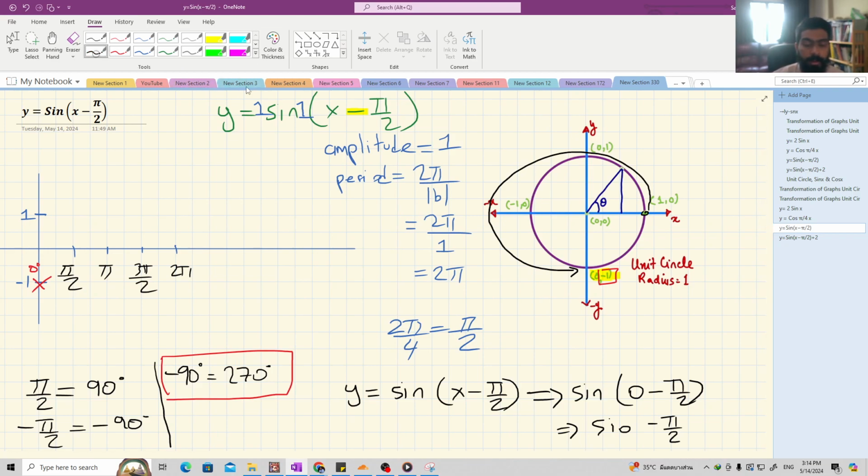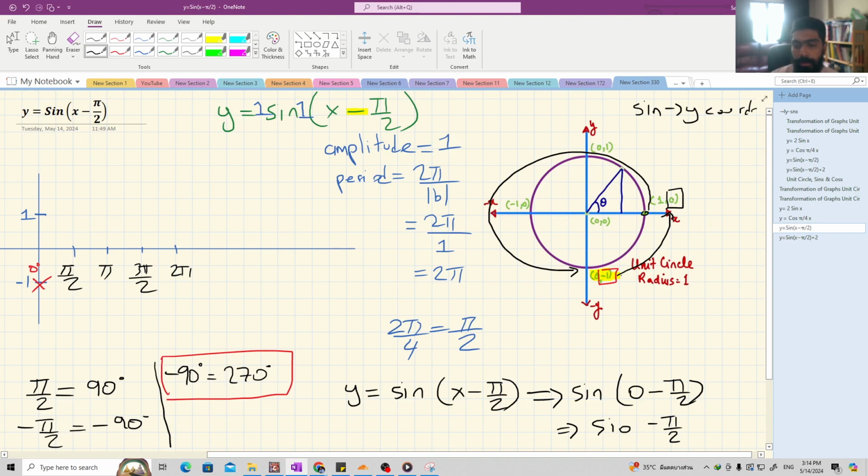Now I have a technique. Once you have found this value, the next values are just going counterclockwise. Counterclockwise means we look at the next value, which is 0. For sine we look at the y coordinate, so sine is equal to the y coordinate, right? So we'll be looking at 0. For pi over 2, we will be plotting at 0. Again, go counterclockwise to the next one, which is 1. So for pi or 180 degrees, we will be plotting at 1 right here.